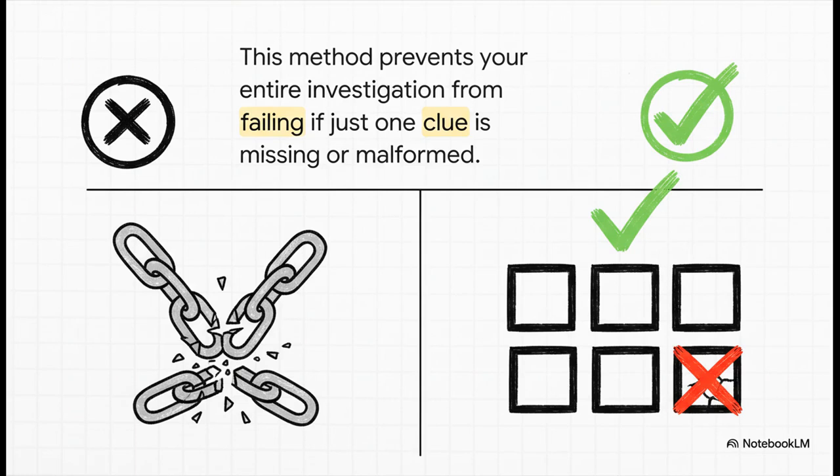So why is this such a big deal? It's all about resilience. See, if you try to grab a whole chunk of information at once and just one little piece is missing or broken, your whole process can crash. But if you extract narrowly and one clue is missing, no big deal. You still have all the others. It makes your work so much more robust.